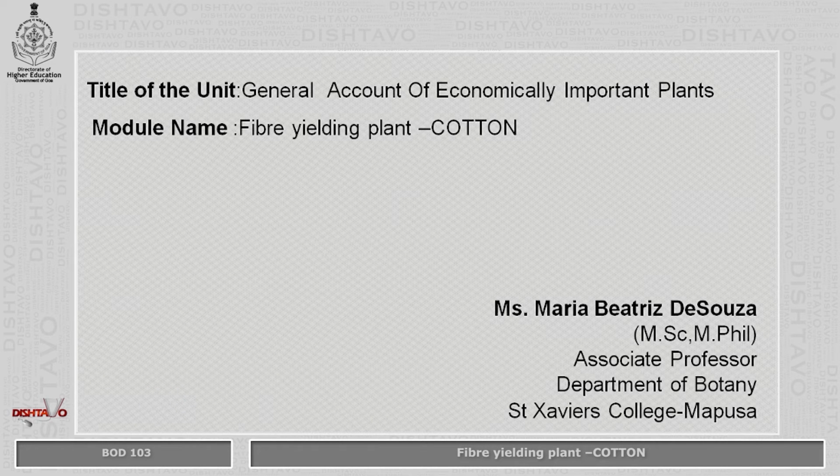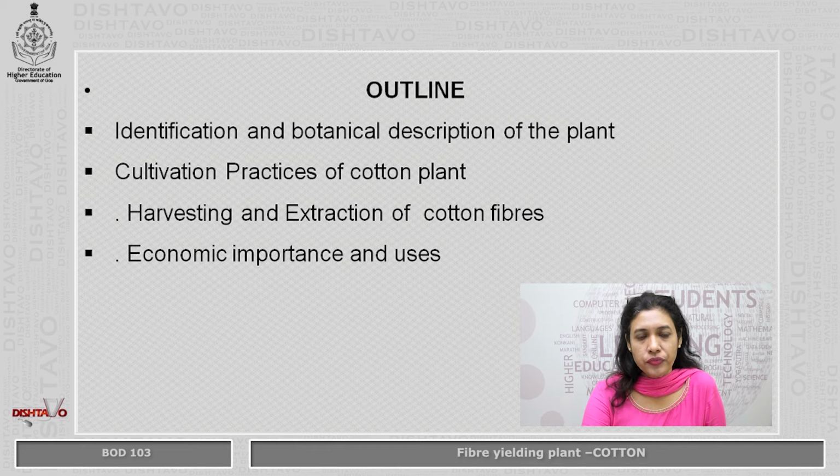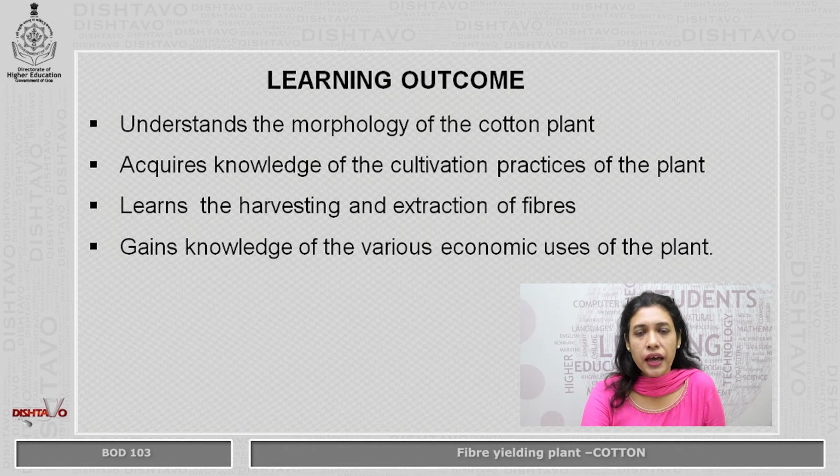The outline of today's session: we will first deal with identification and botanical description of the plant, cultivation practices of the plant, harvesting and extraction of the fibers, that is cotton fibers, and economic importance and uses. The learning outcome at the end of this session: you will be able to understand the morphology of the cotton plant, acquire knowledge of the cultivation practices, learn harvesting and extraction of fibers, and gain knowledge of various economic uses of the plant.